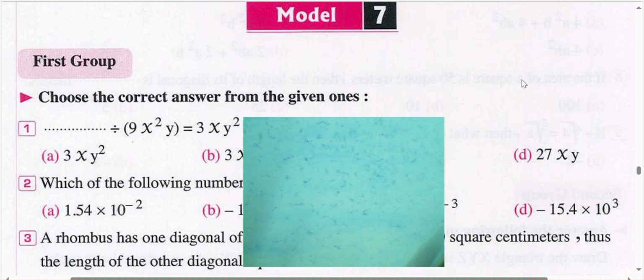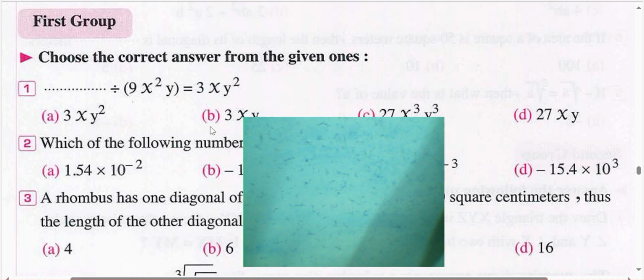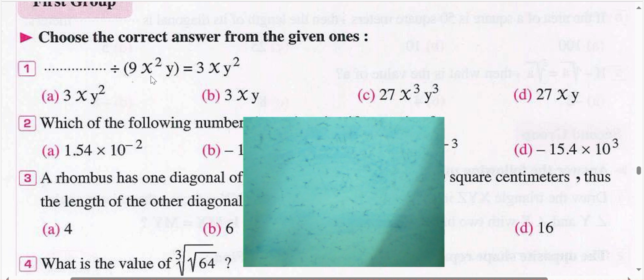Today we'll solve model number 7 from the Muasser book, second term, model number 7 in this year 2025. First group shows the correct answer from the given ones. Space divided by 9x power 2y equals 3xy power 2. We want to find the dividend.